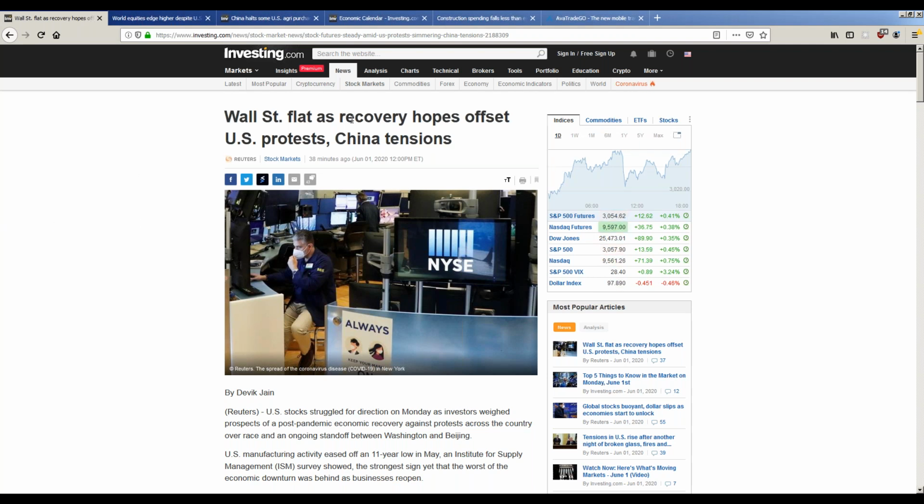And so Wall Street flat as recovery hopes offset US protests. Okay, so the US protests are in the news. What are these protests about? Tragically, a person was killed with what looks to be an overzealous police officer. I shouldn't say police officers. And no matter what led up to the person having been in the process of being arrested, it didn't look good with the way the police handled it through the end of the event that was shown on TV.